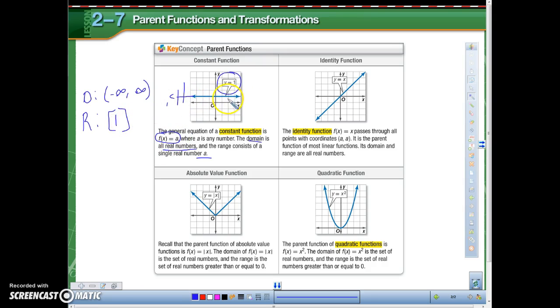If you're looking at a constant function, they also have a slope of 0. If you remember that slope video, this is a flat line here, a horizontal line. It has a slope of 0.